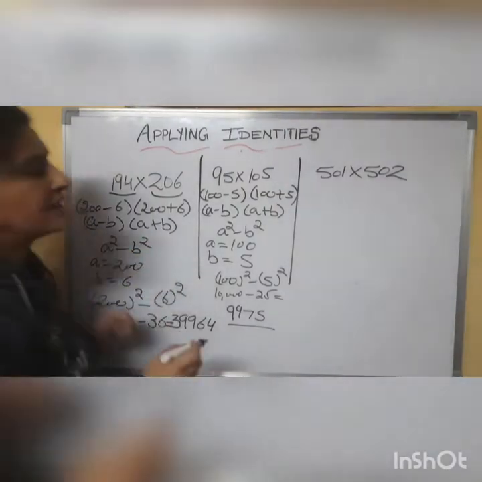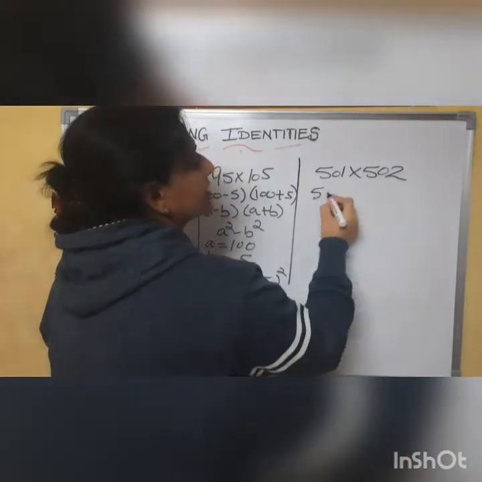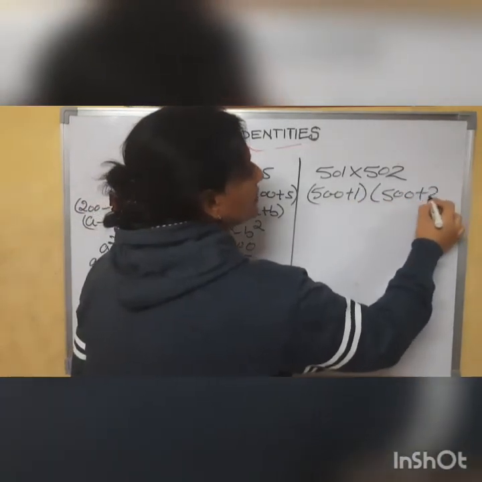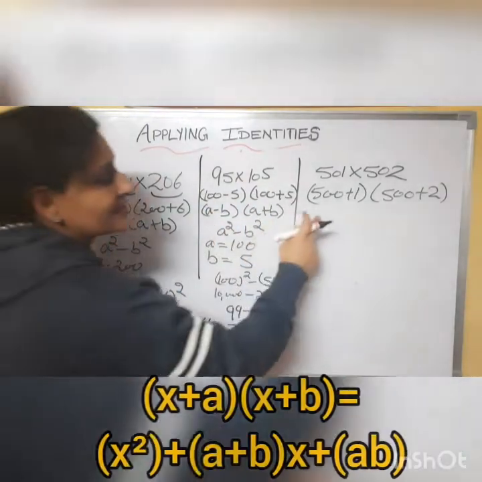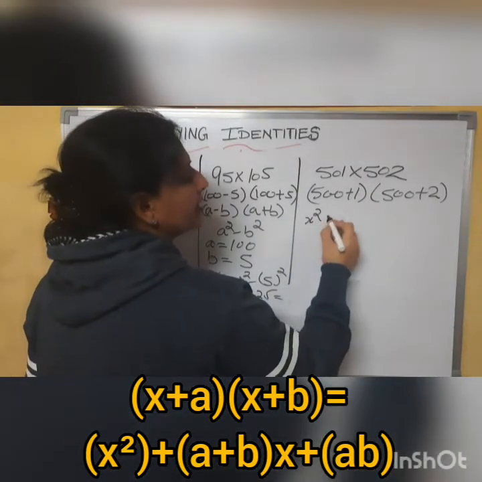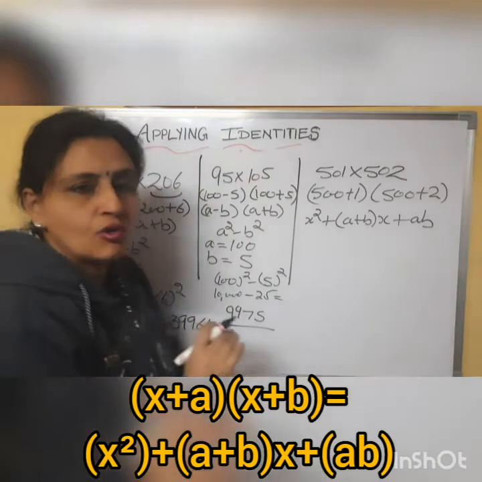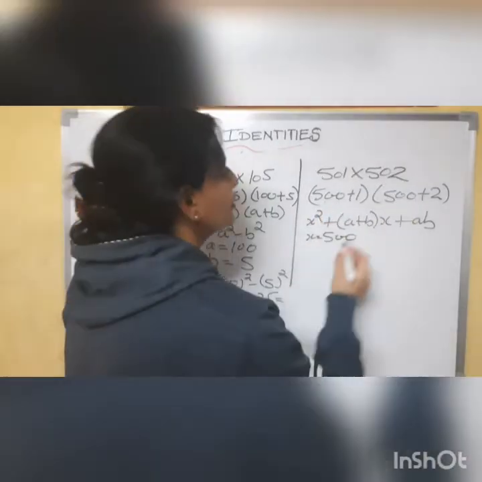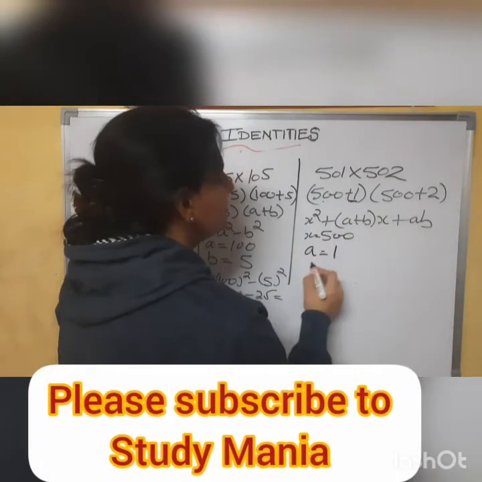So now let us come to the third portion. Here we will be applying another identity. Instead of writing this, we can substitute this with (500 plus 1)(500 plus 2). Now, definitely it is not similar to the pattern which we were observing in the previous two questions, because it is not (a plus b)(a minus b). Now, what is it of type? This is x square plus (a plus b)x plus ab. It is similar to the fourth identity which I introduced in the opening, where we can apply it, because in this case x is equal to 500, a is 1 and b is 2.